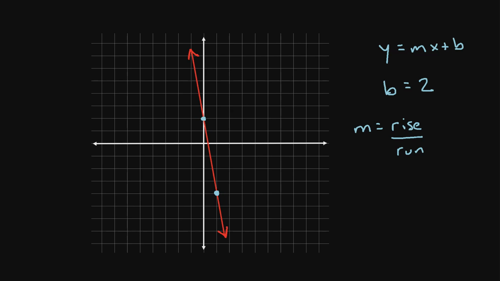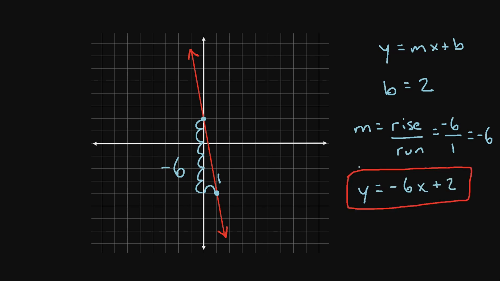So the rise is going to be calculated as 1, 2, 3, 4, 5, 6. So we have to go down 6 or -6 for the rise, and then we have to go over 1. So the run is 1. So our rise over run will be -6 divided by 1, which is just -6. So our final answer for the equation of the line is going to be y is equal to -6x plus 2. This is the equation that describes this line in the graph.